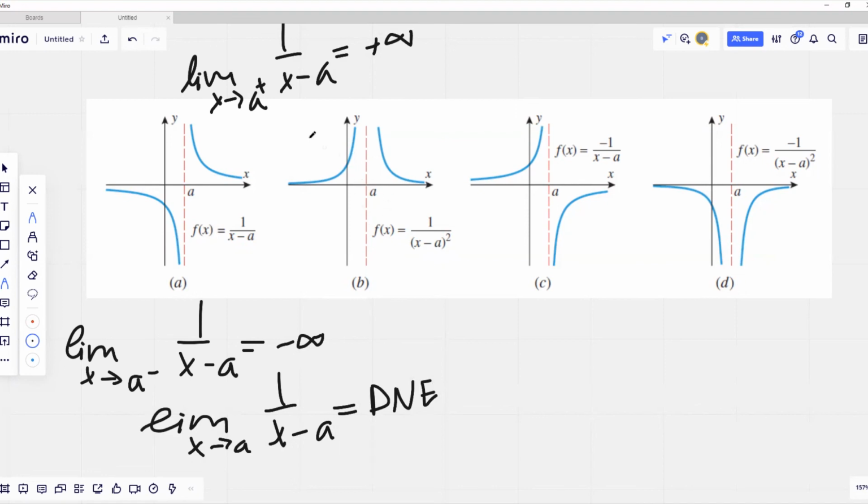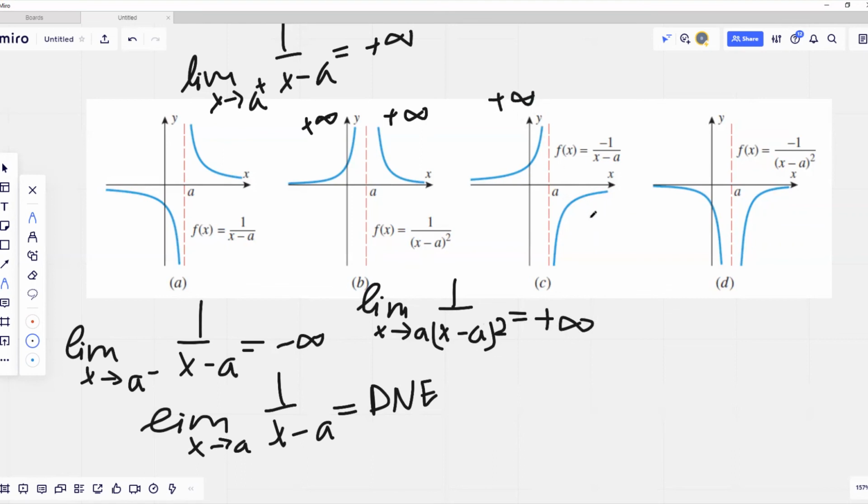Here, the left-sided limit is equal to plus infinity, and the right-sided limit is also equal to plus infinity. And the two-sided limit in this case is equal to plus infinity. And here the left-side limit is plus infinity, the right-side limit is minus infinity. So the two-sided limit doesn't exist. Here the left-side limit is minus infinity, the right-side limit is minus infinity. So we express that the two-sided limit is equal to minus infinity.